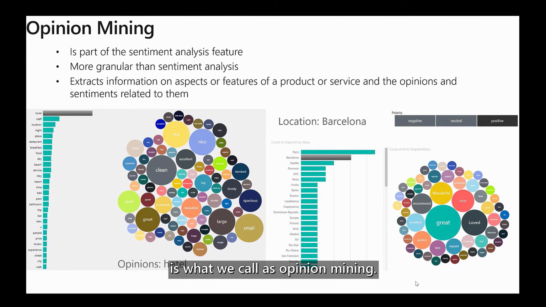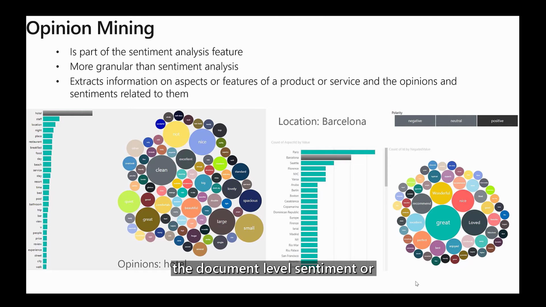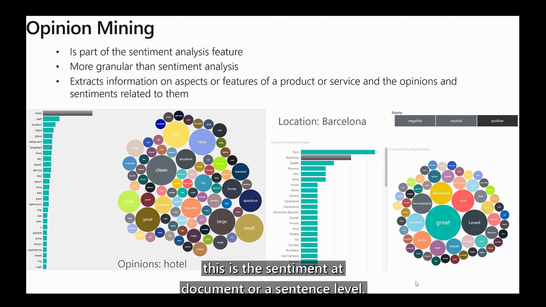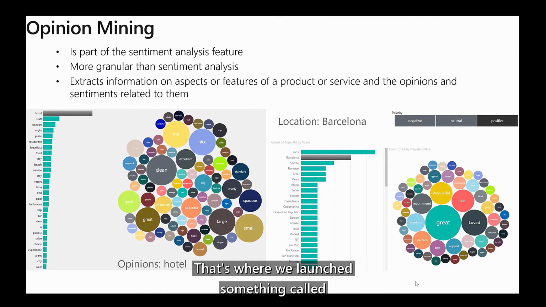Then the new service we launch is what we call opinion mining. This is an extension of sentiment analysis. Sometimes the document level sentiment or the sentence level sentiment may not be very useful. It might be useful to know the sentiment at a document or sentence level, but if you want to take a specific action, then you might have to drill down, and you will need more information, right? So that's where we launch something called opinion mining.